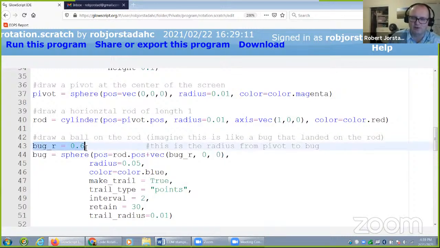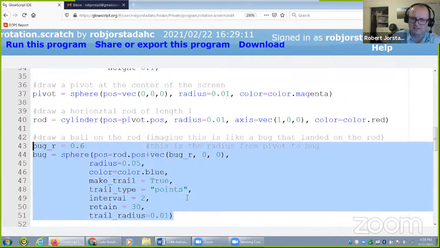I also drew a bug somewhere on the rod. So notice the bug is just going to be a sphere, which is located at the rod's position, which again is the same as the pivot position. And then we're going to add in, essentially this bug has been shifted distance bug R out from the pivot point. So you've got a 1 meter rod and this bug is sitting 0.6 meters out from there. Again, this is just some cosmetic stuff to make it look pretty when it moves.